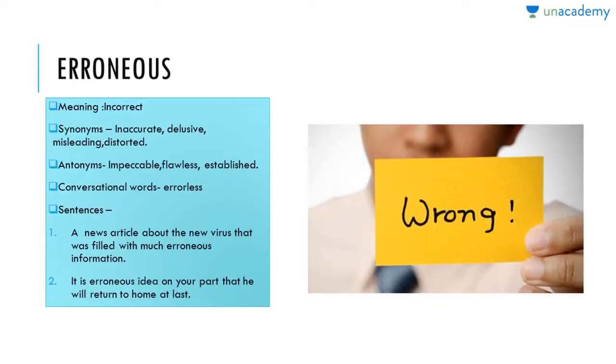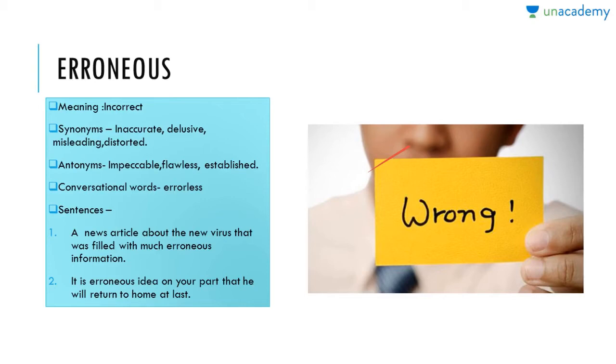Erroneous. So the meaning of this word is incorrect. Certain synonyms could be inaccurate, delusive, misleading, distortive, something which is wrong basically. The antonyms could be impeccable, flawless, established. So something which is very correct, something which is flawless, something from which we cannot cull out a mistake. So conversational words for this could be errorless, without any sort of error, without any sort of galti.